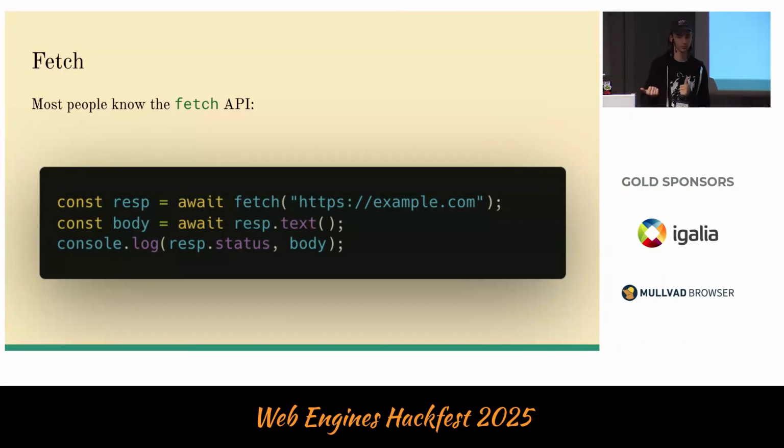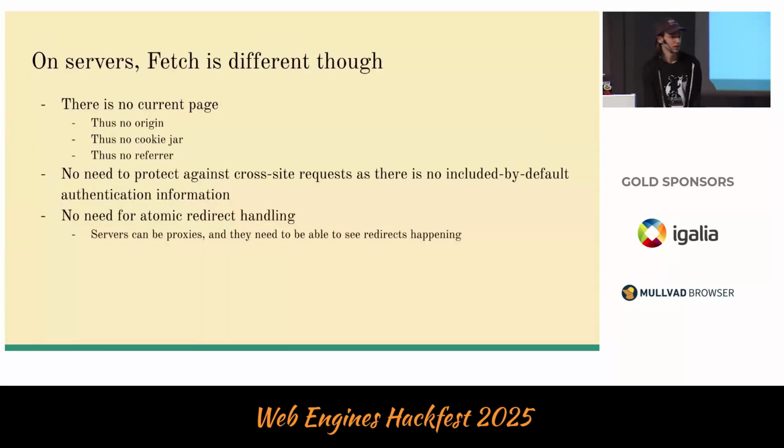But it tells you what headers you need to put in, what things need to be sanitized out, origins, cookies, all these kinds of things. And a lot of those things are not really relevant on a server. On a server, you do not have a currently active page, which means you don't have an origin, you don't have a cookie jar, you don't have a referer that you can make fetch calls from. And because of that, there's a lot of things that you don't really need to protect against. If you don't have cookies, you don't need to protect against leaking those cookies across origins.